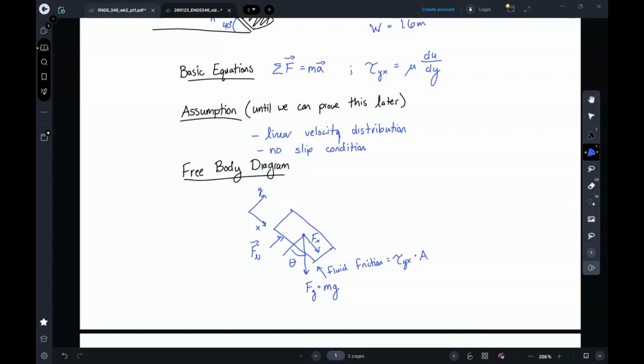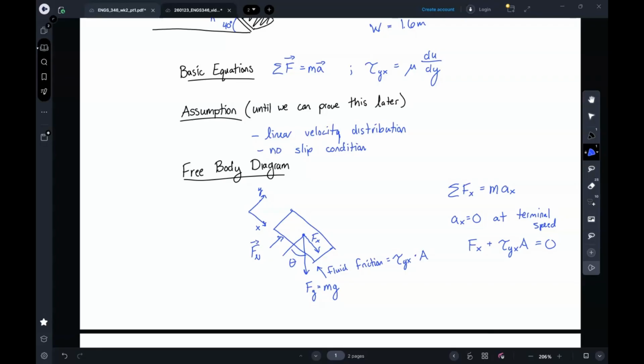So let's do a little bit of mechanics. We have the sum of all the forces in the x direction equals the mass times the acceleration in the x direction. If the acceleration equals 0 at terminal speed, then we can say that the force that's trying to push us down the hill, Fx, plus tau yx A must equal 0.